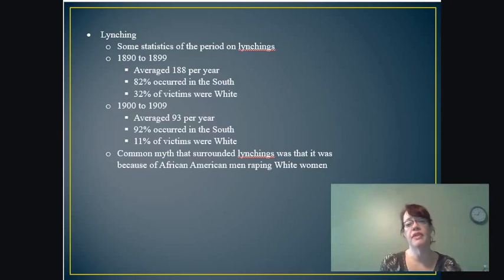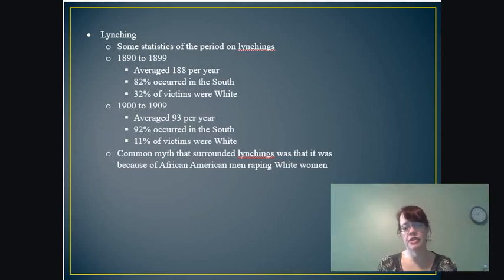So lynchings, some of the statistics of the period about lynchings from 1890 to 1899, there averaged 188 lynchings per year. 82% of those occurred in the South, and 32% of the victims were white. So there is a myth and a misnomer that they are only African Americans that are lynched. The majority of people who are lynched are African American, and often if a white person is lynched, it's because they were seen kind of helping or aiding an African American person.